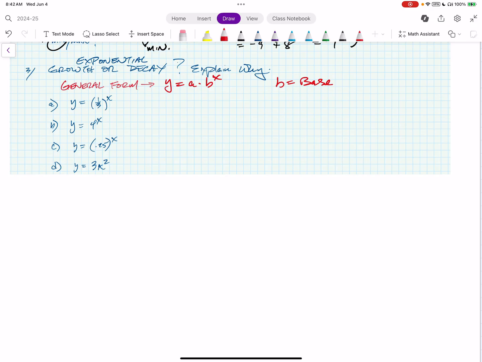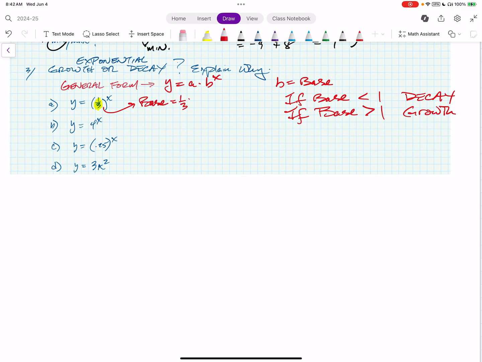All right. Now, if the base is less than 1, you have a decay function. And if the base is greater than 1, okay, greater than 1, you have a growth function. So what you want to do is you want to analyze the base. So let's do that. So here on the first one here, the base is 1/3.